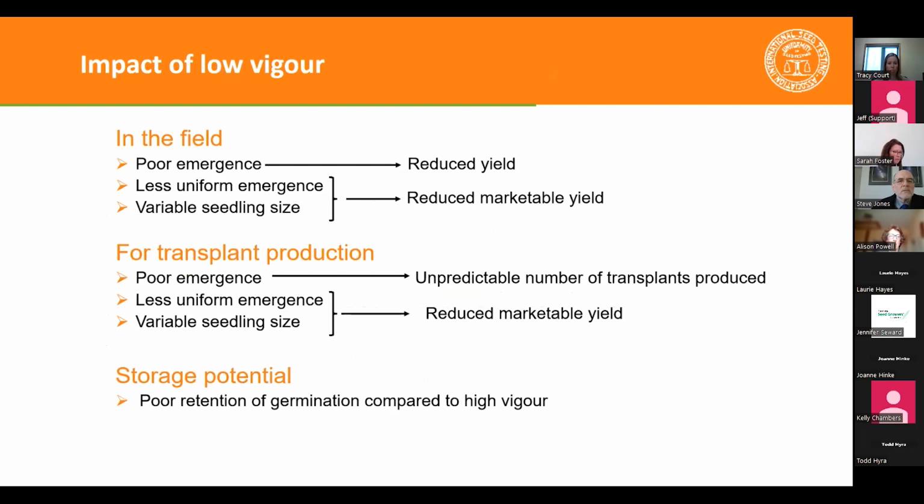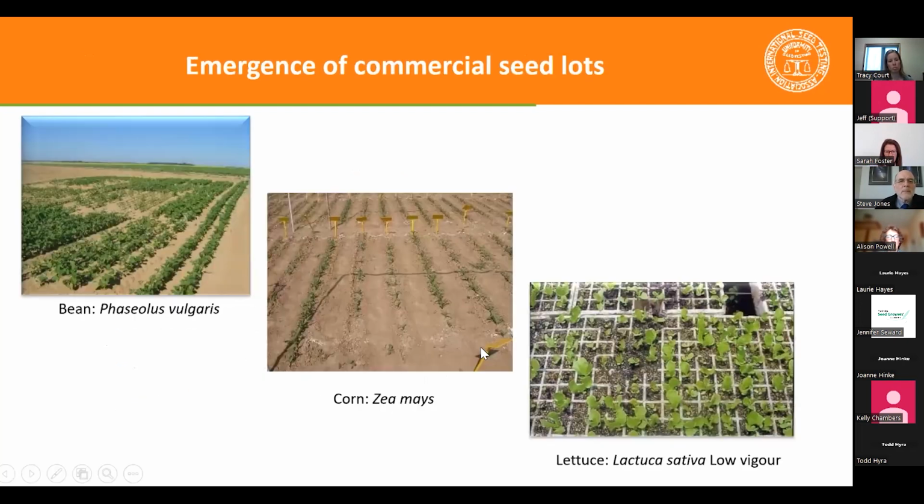The impact of low vigor in the field can be poor emergence, less uniform emergence, and for transplant production, again, fewer cells filled, double cells maybe, or empty cells, and also for low vigor, storage potential is reduced. So some of you may have seen fields with poor emergence, but things like these pictures here are how the seed vigor methods are validated, by using field trials and comparisons to be able to predict what would happen under field conditions. Germination percentage gives you the idea of what will happen under ideal field conditions. Vigour tests help you make informed decisions when the field conditions are less favourable.